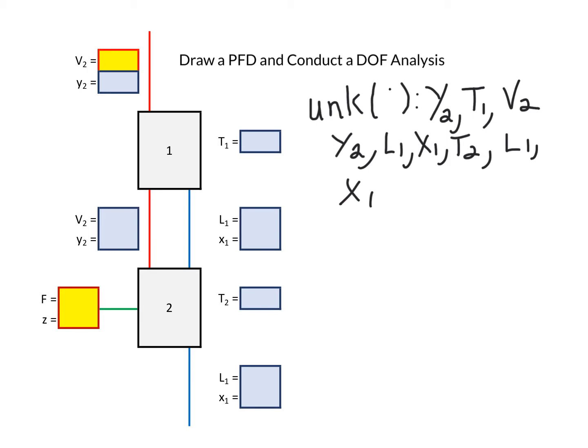So I'll write that here. 9 unknowns. That means we need 9 equations in order to solve this system. Remember, we're going to be using the brute force method, which means we're going to solve all 9 equations for all 9 variables simultaneously. So for the equations, hopefully we have 9 equations.